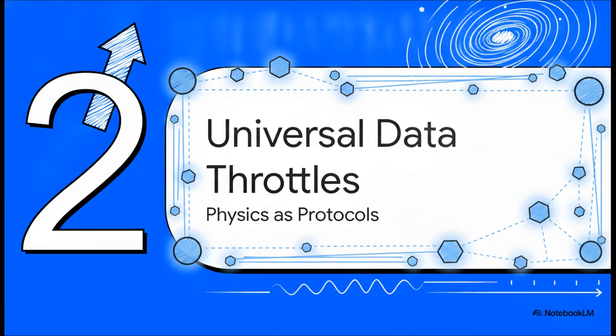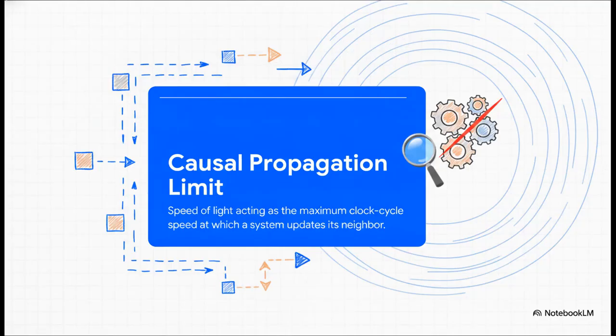Moving right along to Section 2, Universal Causal Data Throttles and Interpreting Physical Laws as Software Protocols. Let's look at physics as protocols and see how this builds into the physical hardware limits that govern data latency across our simulated networks. Every system has a bandwidth limit, right? The universe is no different.